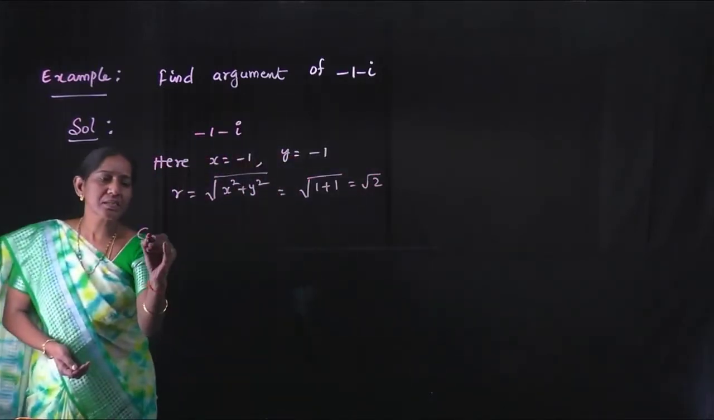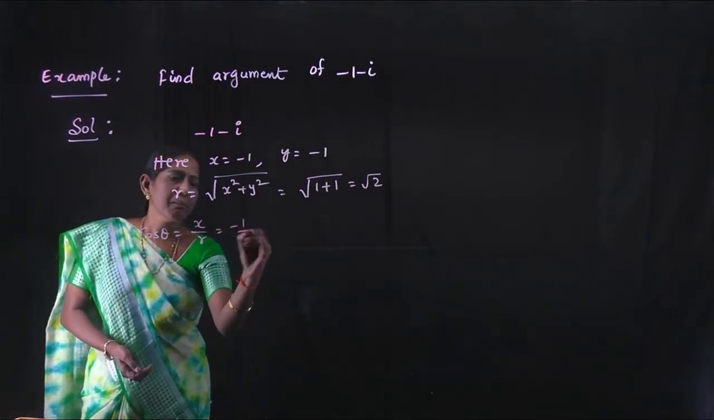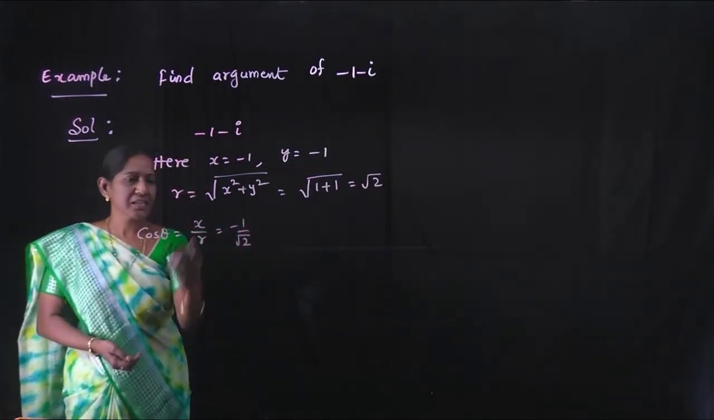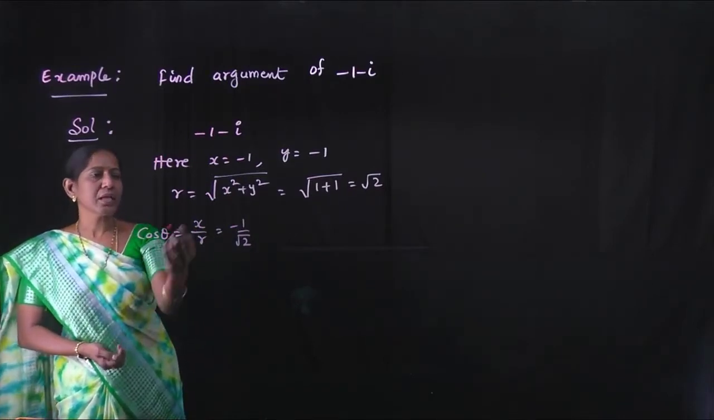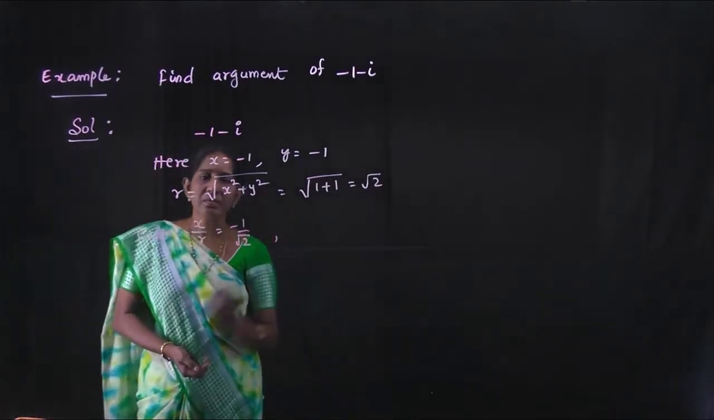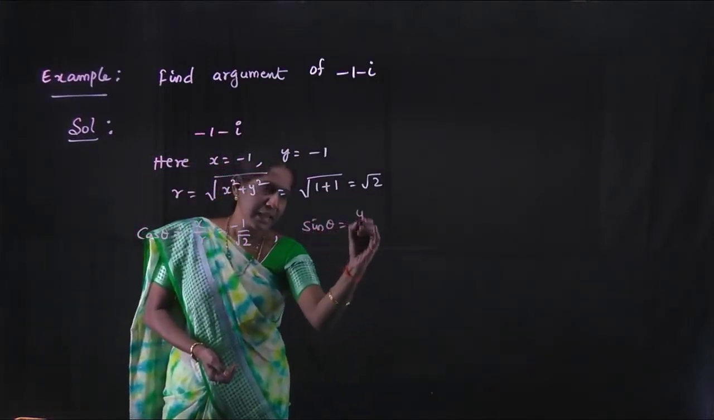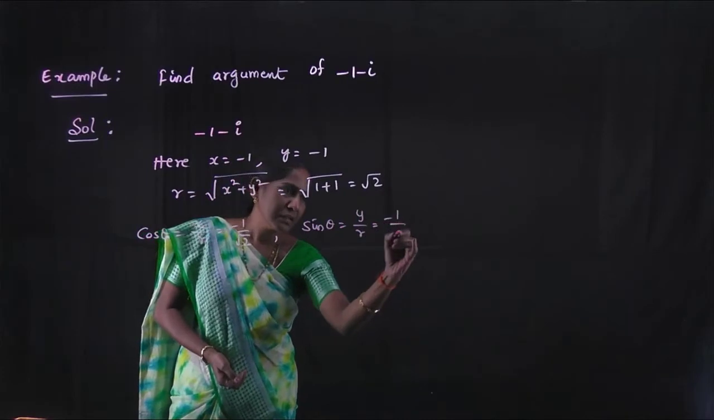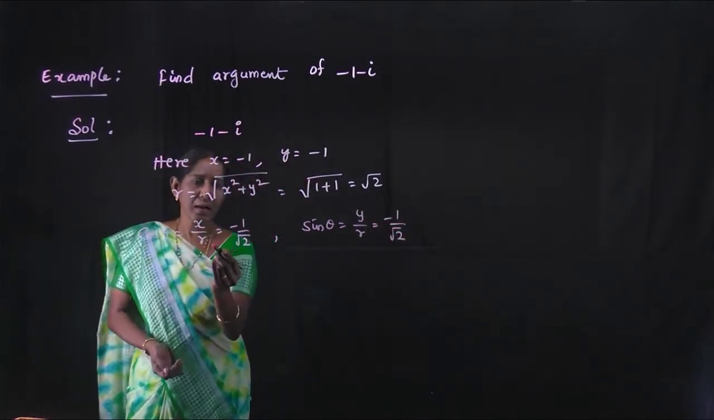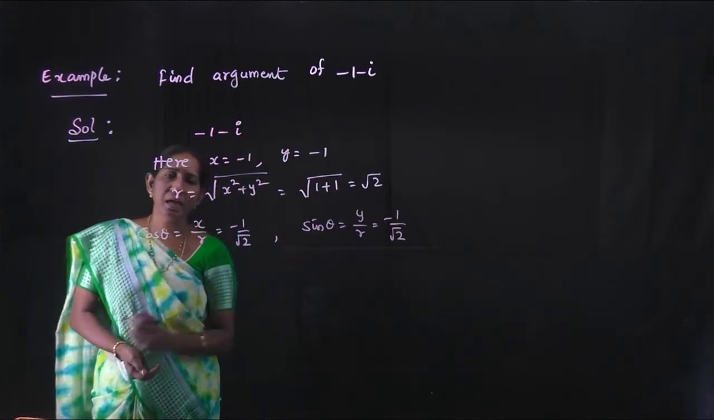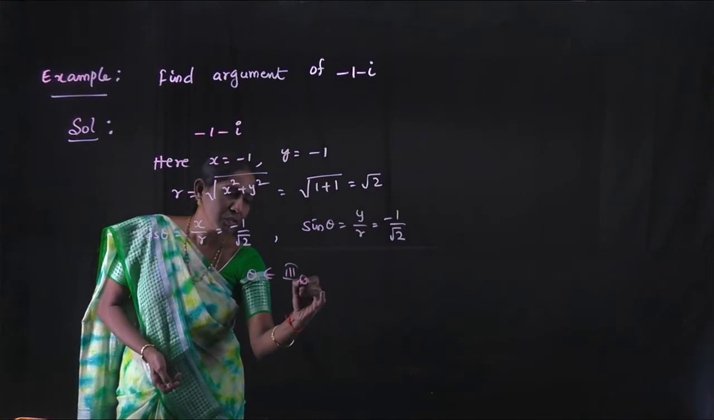cos theta is equal to x by r, that is equal to minus 1 by root 2, where x equals r cos theta. That implies we can write cos theta equal to x by r. y equals r sin theta. That implies we can write sin theta equal to y by r, that is also minus 1 by root 2. Now here cos theta and sin theta both are negative. Then theta belongs to the third quadrant.